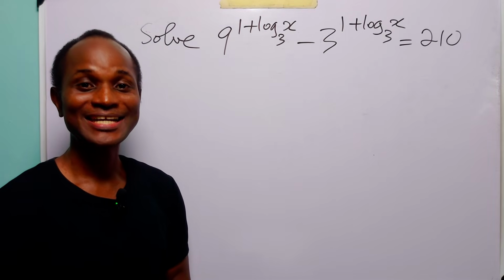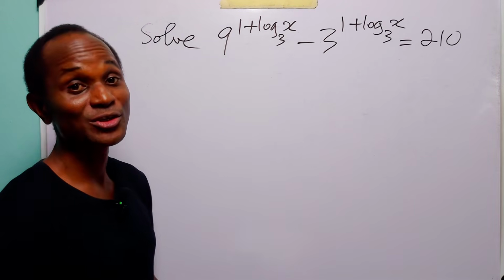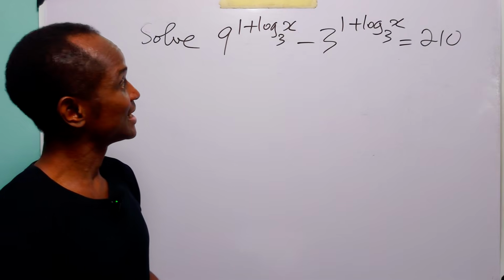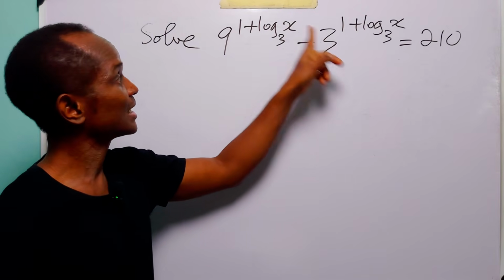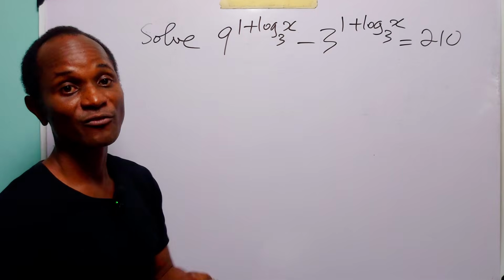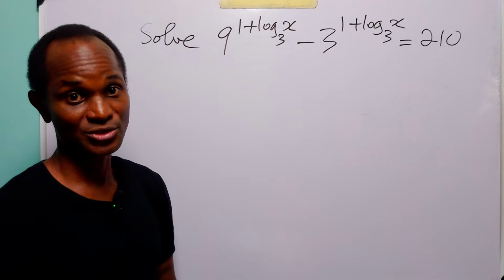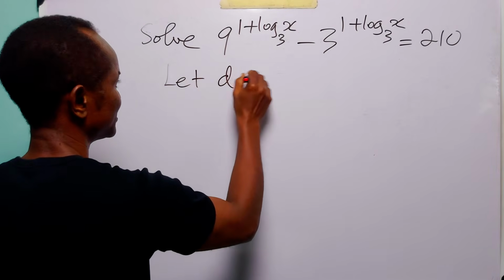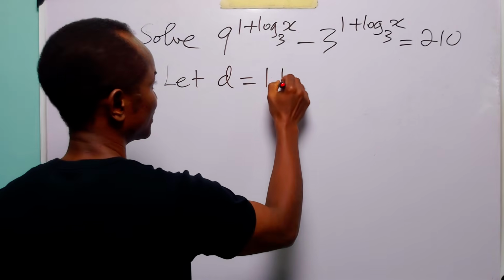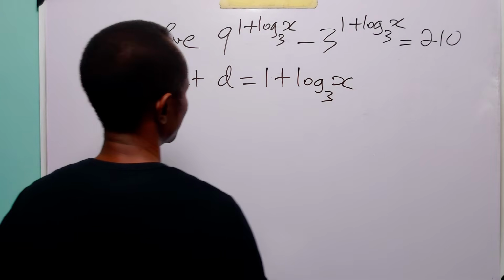Hello and welcome. In this math tutorial, we have an exponential equation. And when you look at this equation, you will see that the exponent on both of these terms is the same. That is 1 plus log to base 3 of x. So, of course, we are going to start this solution with a substitution. Let d be equal to 1 plus log to base 3 of x.